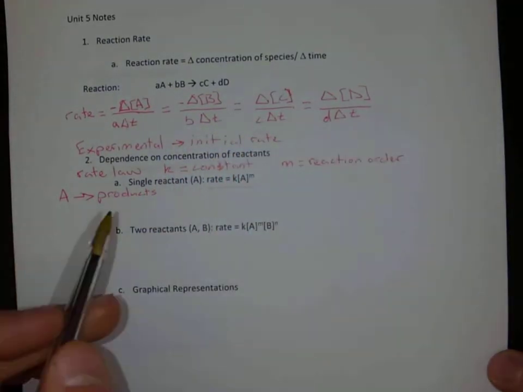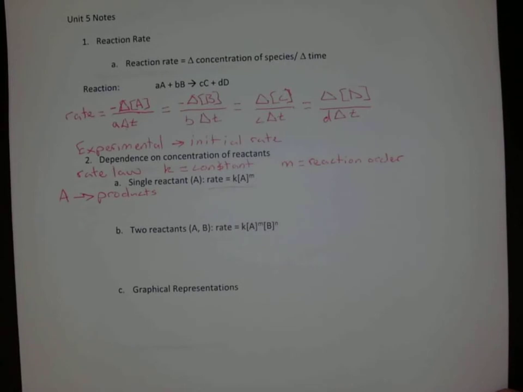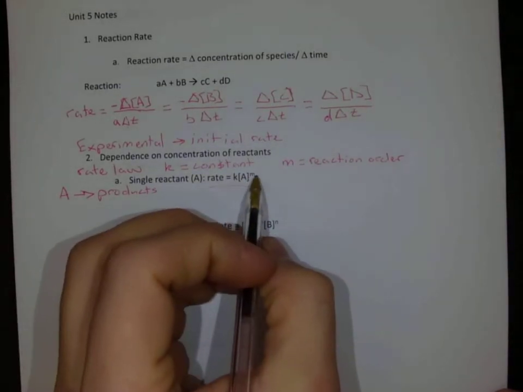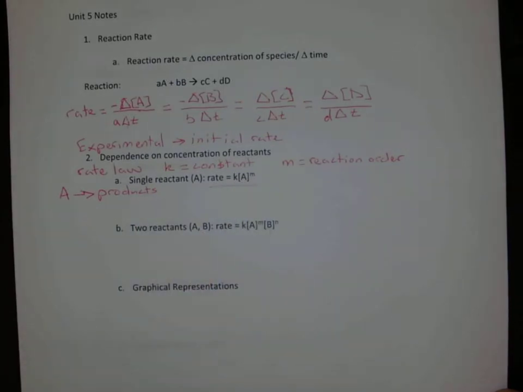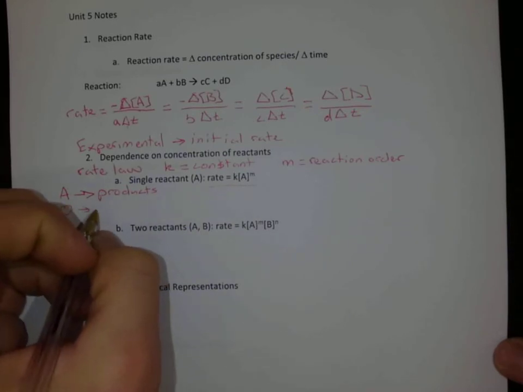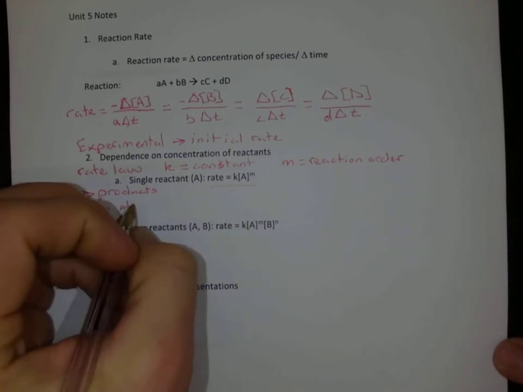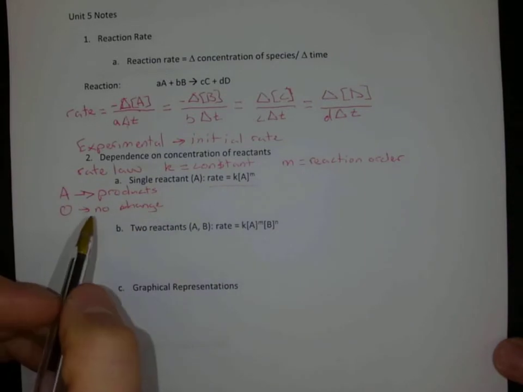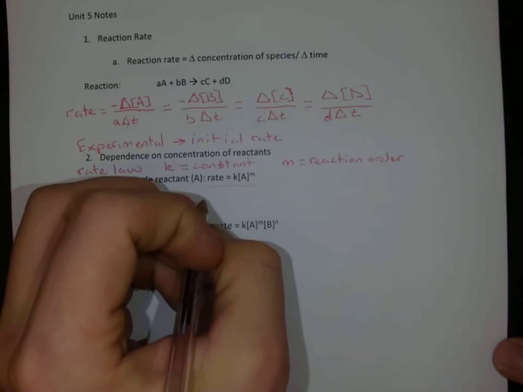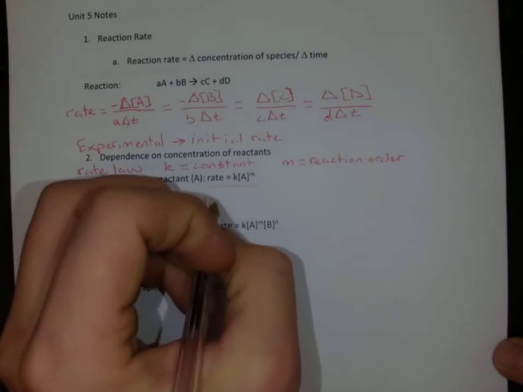So if our reaction is a first order reaction, that means we would have a 1 up here, and we would say that our rate is going to change linearly based on what our concentration is. If we have a 0 order, that's going to be no change, and no effect on the rate based on concentration. We can have first order, which is going to be linearly proportional.